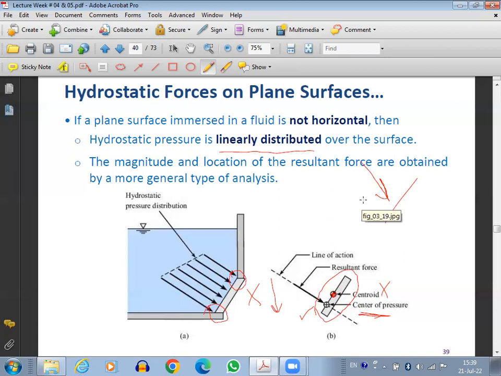Okay. The normal thinking is that if the force is acting on the center of pressure, we should use the center of pressure to calculate the force. No, we will use the centroid to calculate the force, but it will not be applied on the centroid. It will be applied on the center of pressure. Okay, so this is the point to remember.